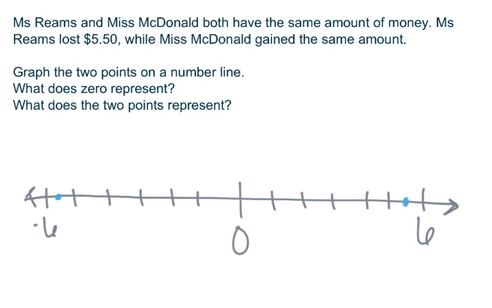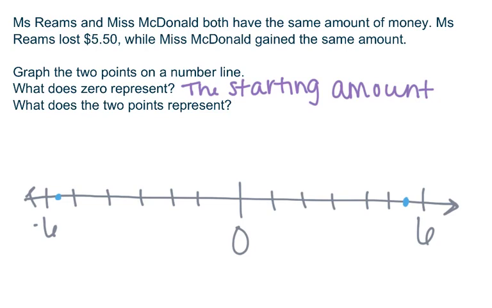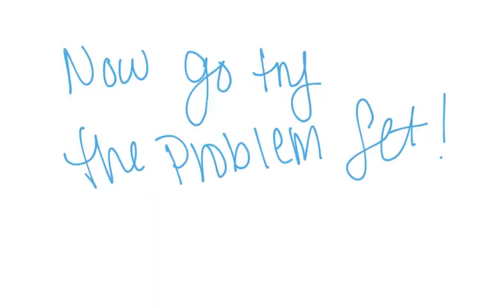So what does 0 represent? 0 represents the starting amount of money. What does the 2 points represent? Well, the point of negative 5.50 will represent a loss, and the positive number 5.50 will represent a gain. Now, go try the problem set.